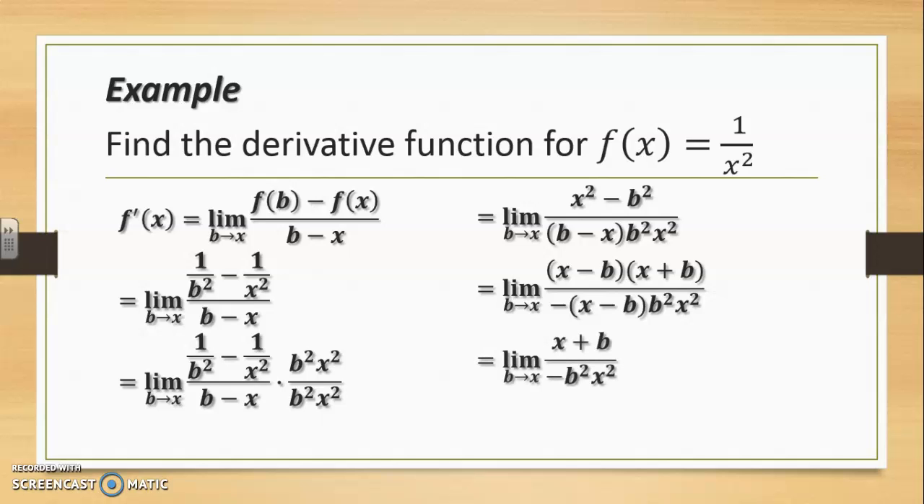So here we go, we've simplified the x minus b's. And now, for every b that becomes x through the limit process, we will get 2x at the top and minus x to the power 4 at the bottom. We can then reduce the common x's to get our recipe, the derivative function for f of x equals 1 over x squared.